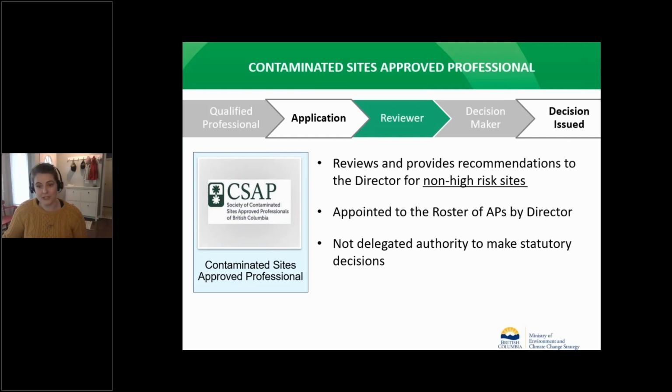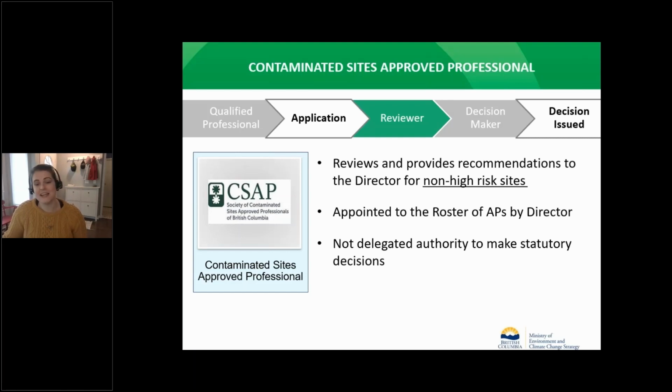An approved professional is a qualified professional who has a specified minimum level of experience and who has passed an exam administered by CSAB. Although APs are appointed to a roster by the director, they are not delegated any authority to make decisions under the Act. They are only able to make recommendations to the director. Another note here is that many approved professionals also practice as qualified professionals on numerous and varied contaminated sites.